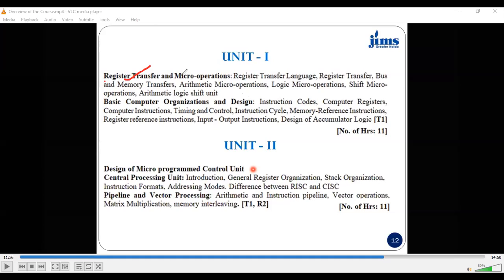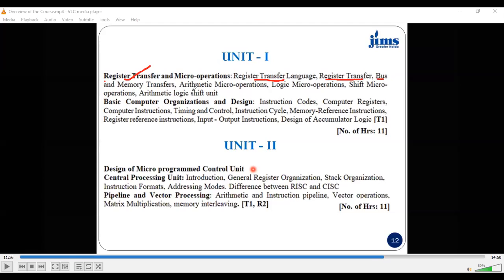In register transfer and micro operations, here are the different topics we will cover, that is register transfer language. First we will see the language by which data is transferred from one register to another register. Then we will see what register transfer is and the different ways we can do that. Then bus and memory transfer, how data is transferred between bus and memory.